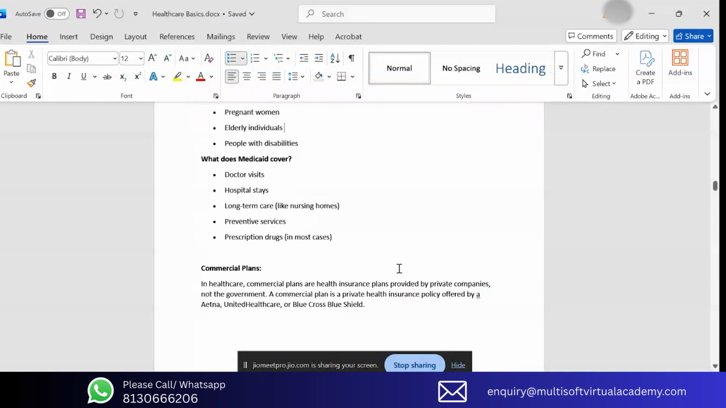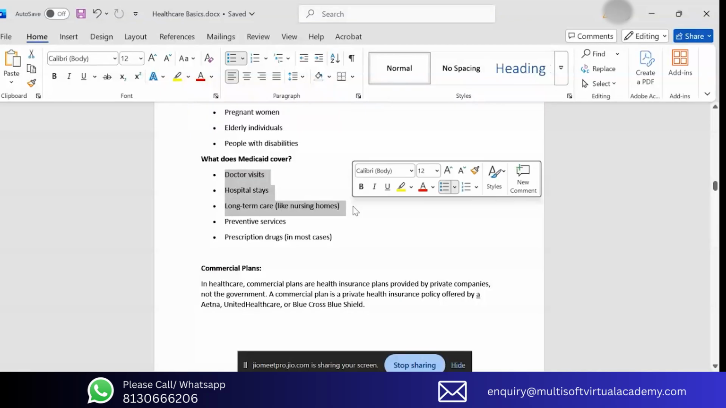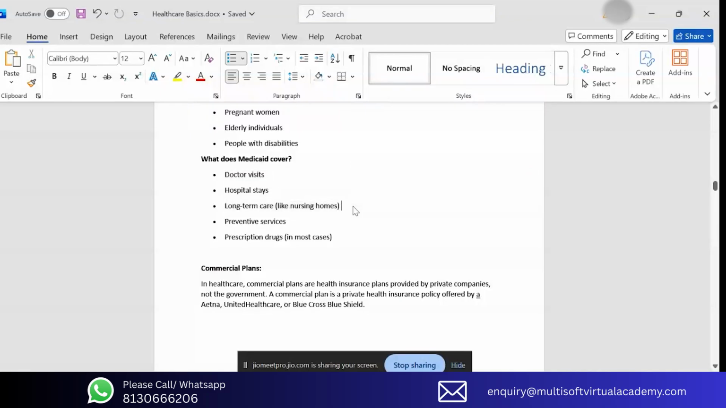So what does Medicaid cover? Medicaid covers doctor visits, hospital stays, and long-term care, like if a skilled nursing facility or home health needs to be taken. For a long time, that will also be covered under Medicaid. Preventive services and drugs are also covered.